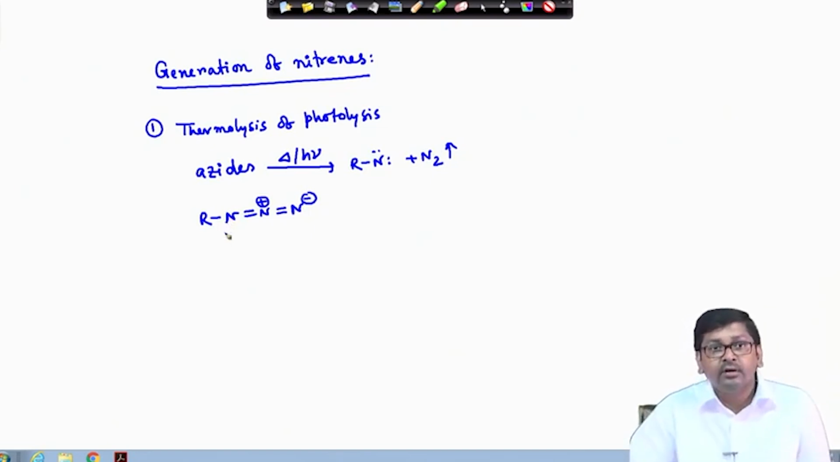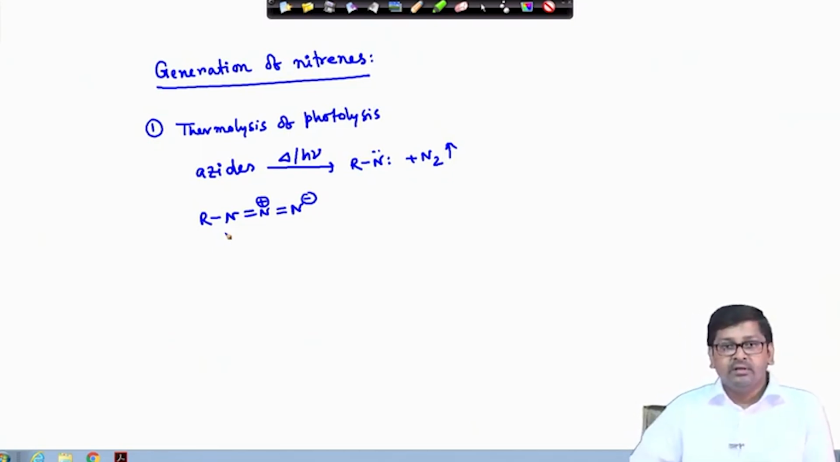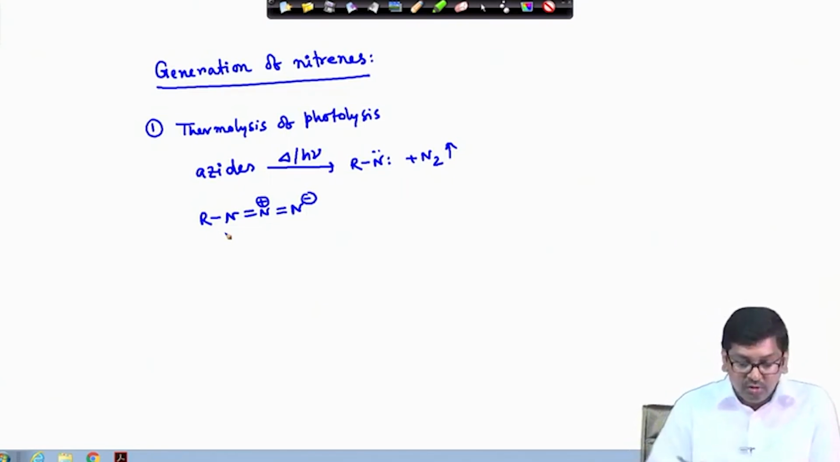How can we synthesize this azide? Any idea? Azides can be nicely synthesized starting from alkyl halides, mostly the halides could be bromides, chlorides or iodides, with sodium azide as the azide source. If we simply use it, this will directly give the corresponding alkyl or aryl azides. That could be a nice precursor for the generation of nitrene.